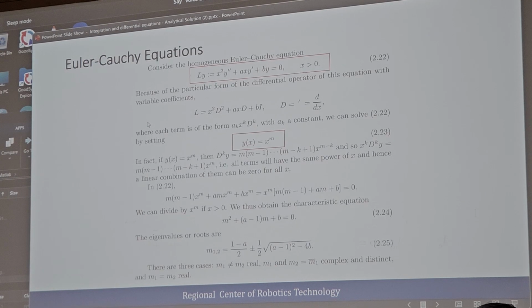Look at this one, you see? x squared, x, and dx. That's the form that is applicable for this technique.